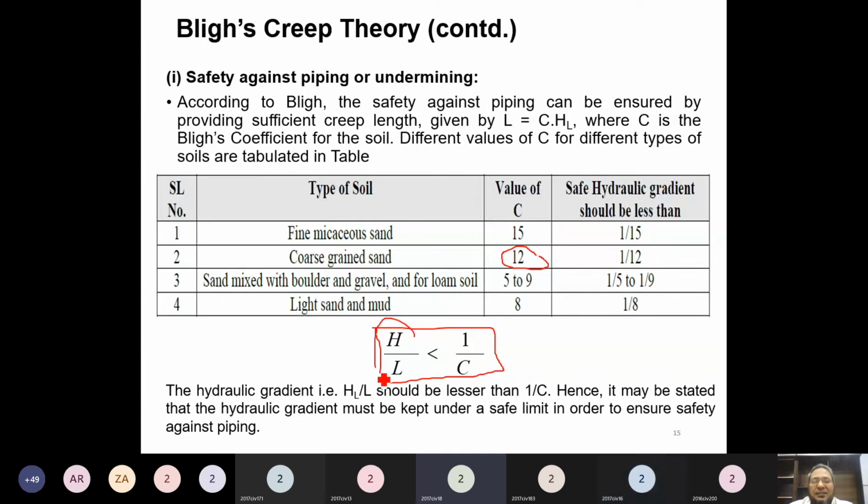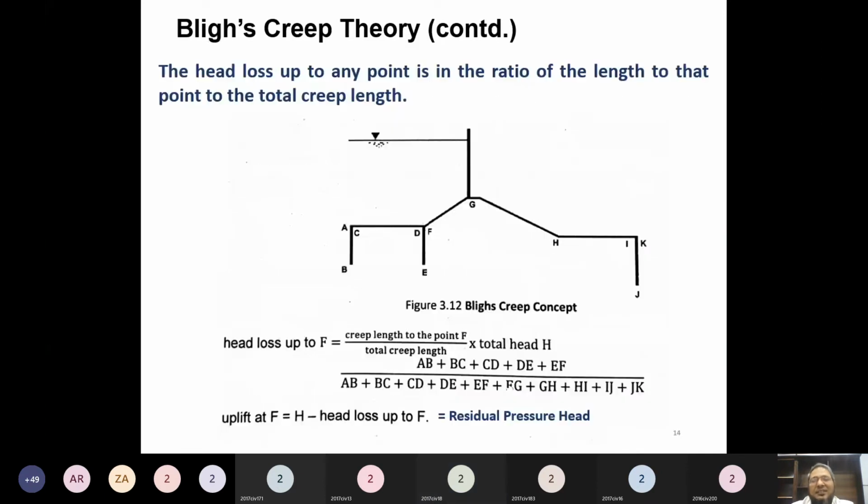Actually this should be lower. Yes sir. Head we cannot increase. Let's say head is fixed because the pond level of the barrage is fixed. Yes sir. We can increase the creep length to reduce this. Now please tell me how we can increase the creep length.